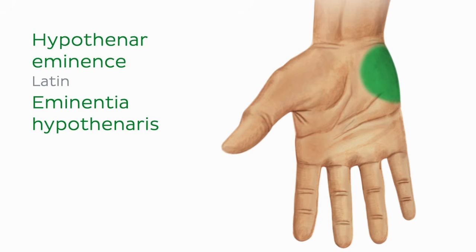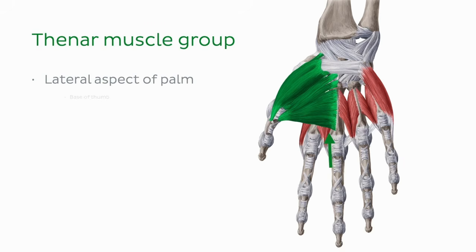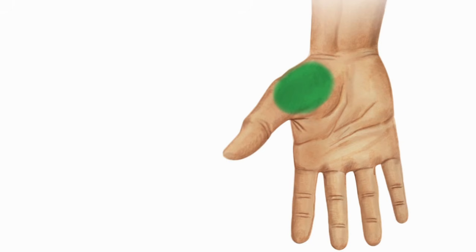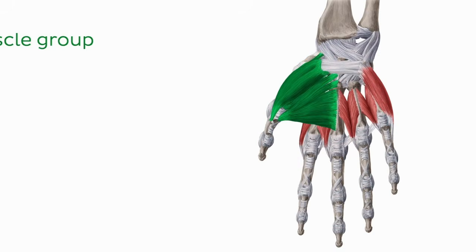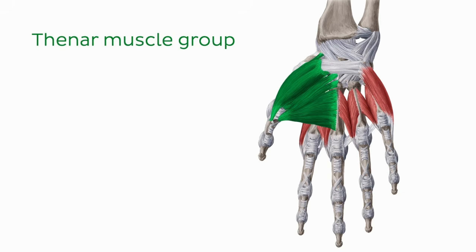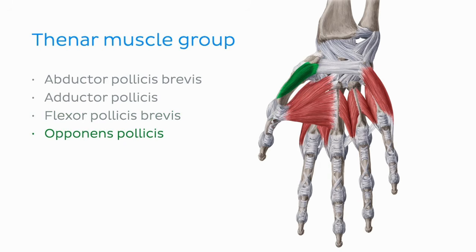We're on the home stretch here. We've arrived at the final muscle group of the hand, the thenar muscles. The thenar muscles are located on the lateral aspect of the palm, towards the base of the thumb. They form a fleshy muscle pad in this area known as the thenar eminence. The thenar muscle group also comprises 4 muscles. The thenar muscles are the abductor pollicis brevis, the adductor pollicis, the flexor pollicis brevis, and the opponens pollicis.